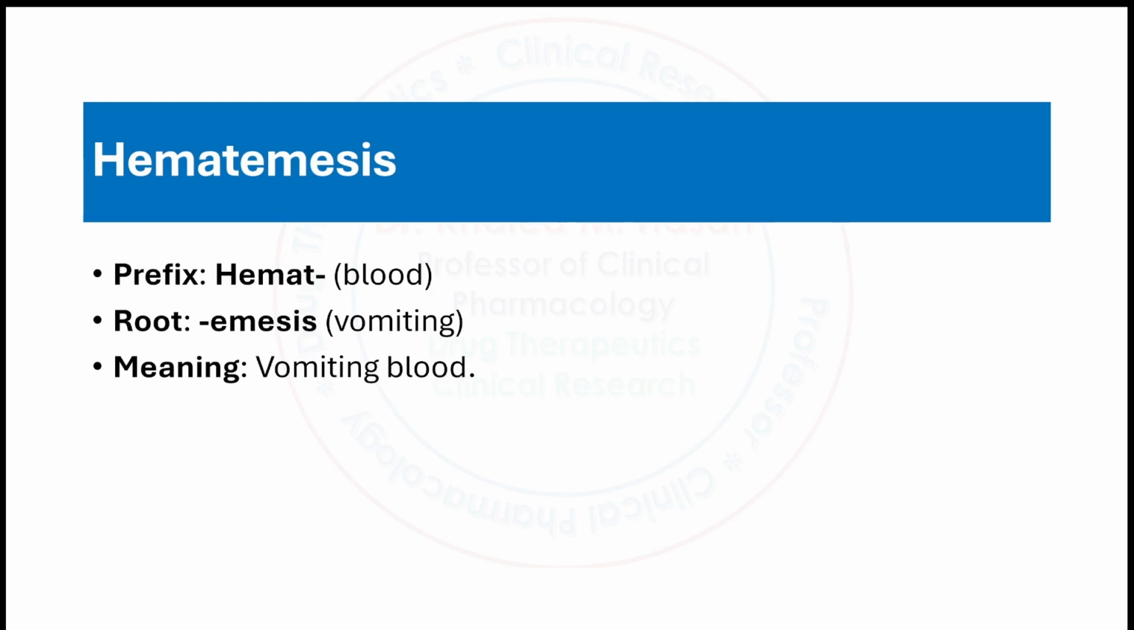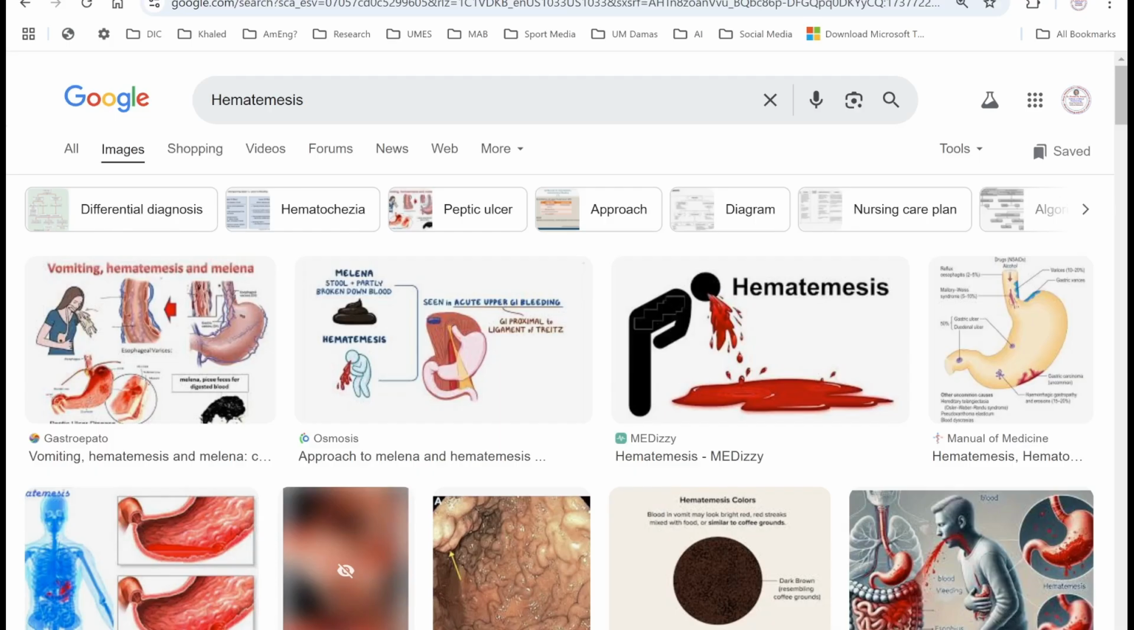Okay, next medical terminology word, hematemesis, which means vomiting blood. Hemat means blood, the prefix. Root, emesis means vomiting, and the meaning will be vomiting blood, hematemesis. Through the Google images here, you can see hematemesis, when people throw out some blood from their mouths due to bleeding in the GI system, the gastrointestinal system. If they have, for example, perforation, ulcers, or any other pathophysiological issue.